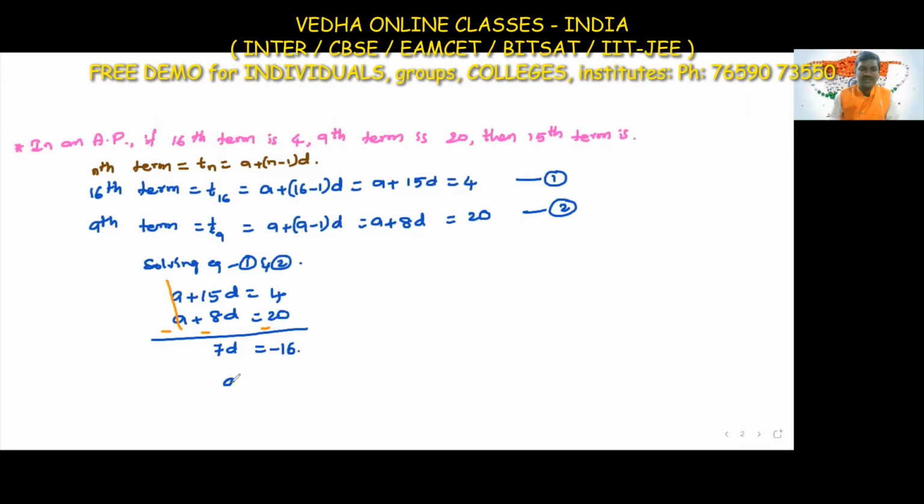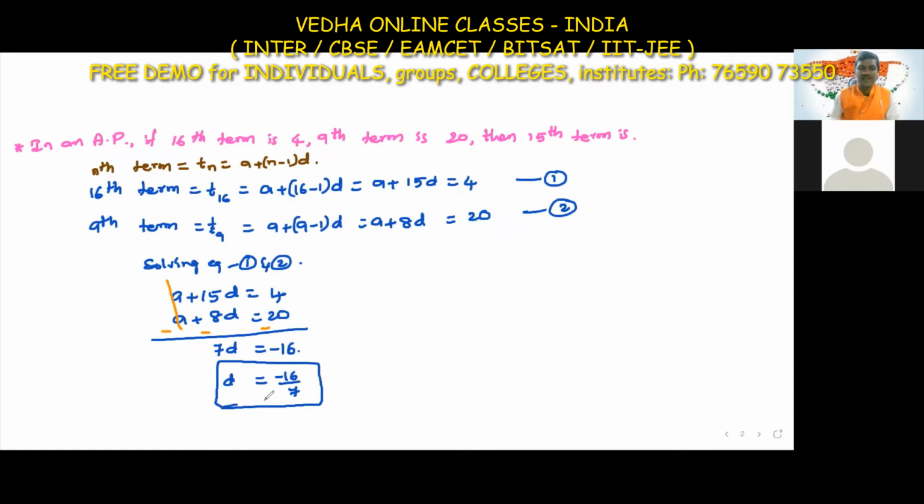What is the d value here? The value of d is equal to minus 16 by 7. Now substituting this d value in equation 1 or 2. Either we substitute in equation 1 or in equation 2. I am substituting the d value in equation 2.